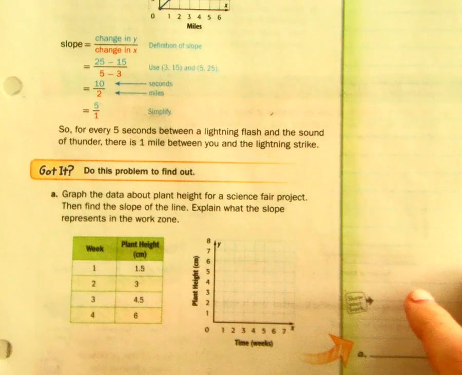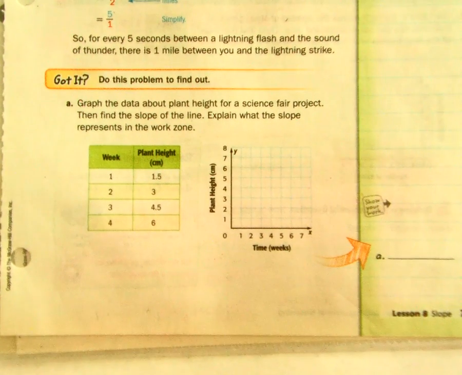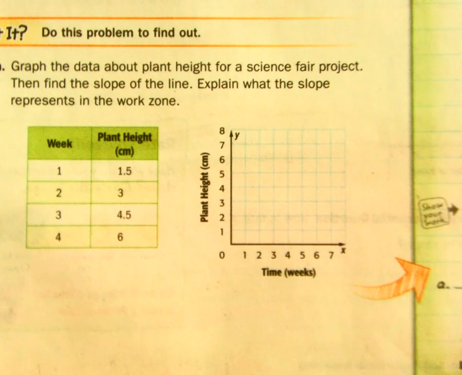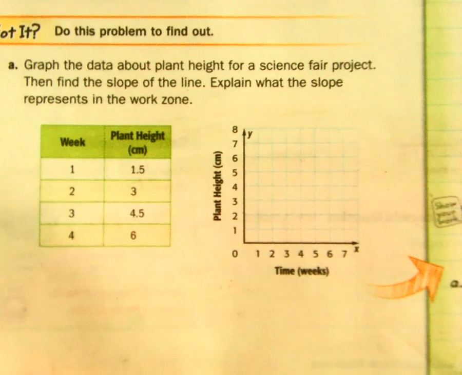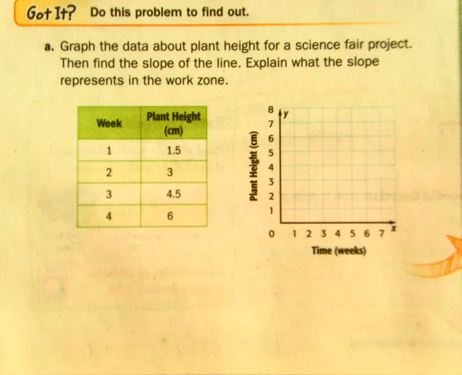Okay? If we turn to the next page, if we look at example A, another way that we can find rise over run, because sometimes it doesn't always work to where we can count it. Our points aren't perfect on our graph to where we can distinctly say it's at this point and at this point. So what we can do again is the change in y over the change in x. So if we look at example A, graph the data about plant height for a science fair project, then find the slope of the line. Explain what the slope represents in the work zone.